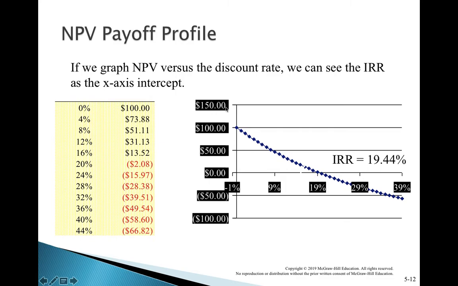Same here, it is being shown here. The NPV of a project, which we discussed in the previous example, the cash flows are given here: 0, 50, 100, 150. And different rates are given here. At 0%, the NPV is 100, then 4, 8, 12, 16. 100 reduced to 73.88, 51.11, 31.13, 13.52, then it became negative. The more you increase the rate, 20, 24, 28, 32, the NPV becomes more and more negative.